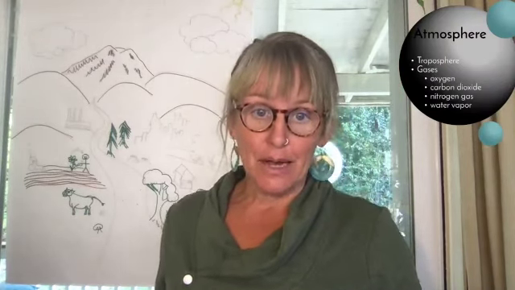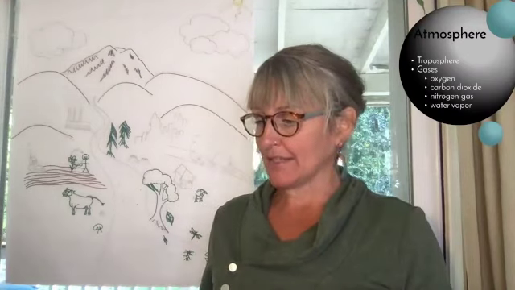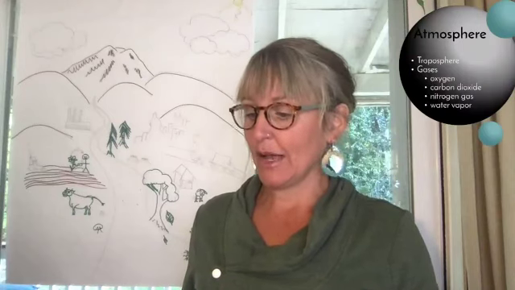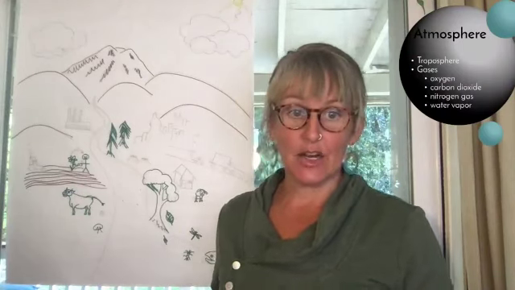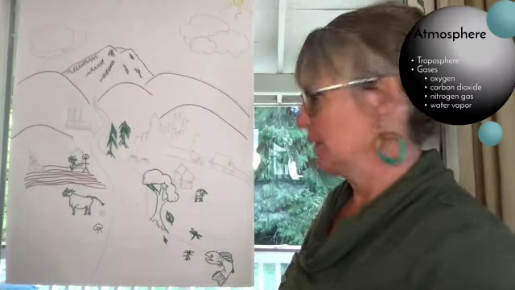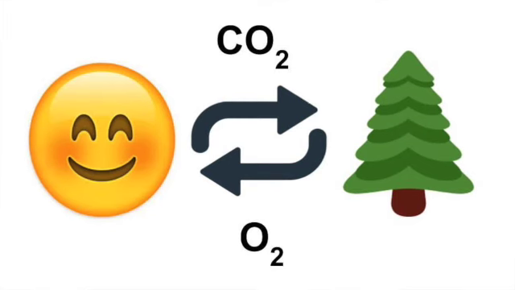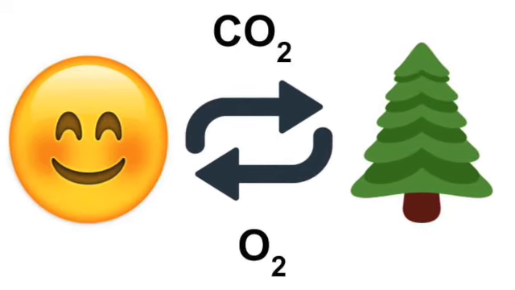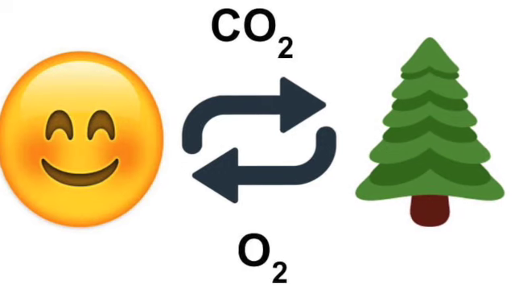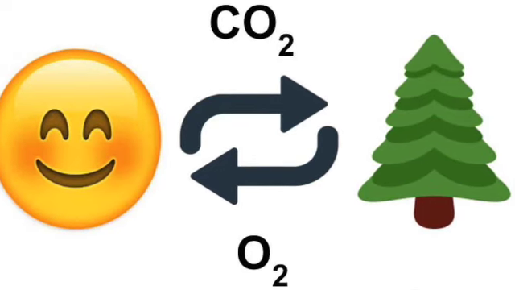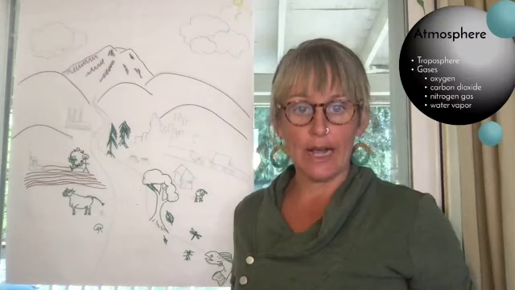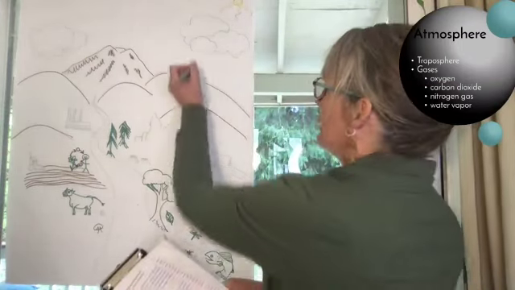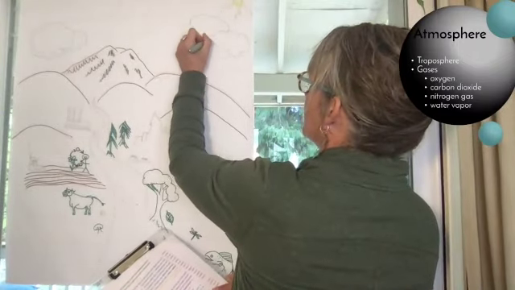It is 7 miles thick, and it has all of Earth's life, water, and weather in it. It contains the oxygen that we breathe, which is made by the plants. It contains carbon dioxide that plants take in. It also includes nitrogen gas. In fact, most of our atmosphere is nitrogen gas. And it also includes a little bit of water vapor, which makes up our clouds.